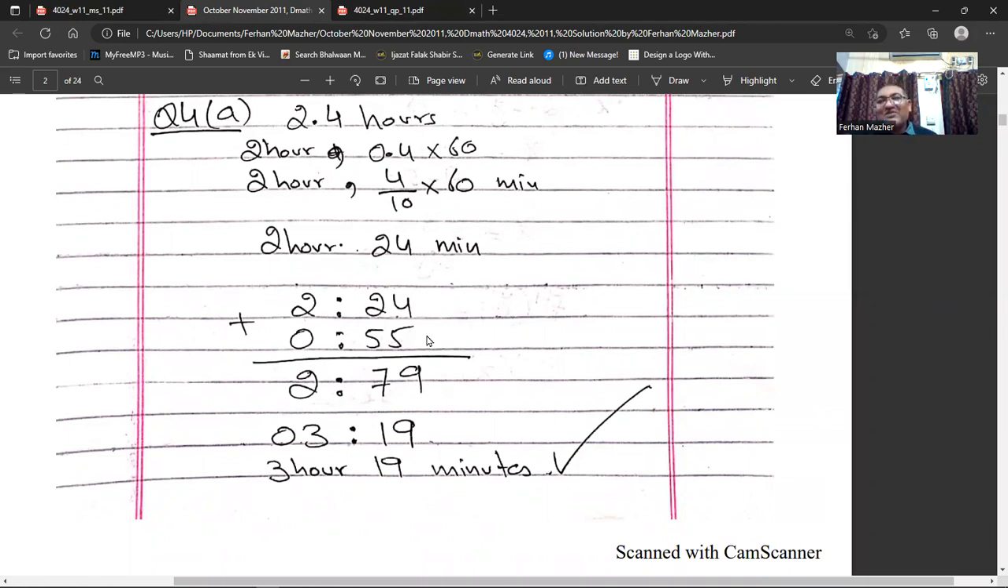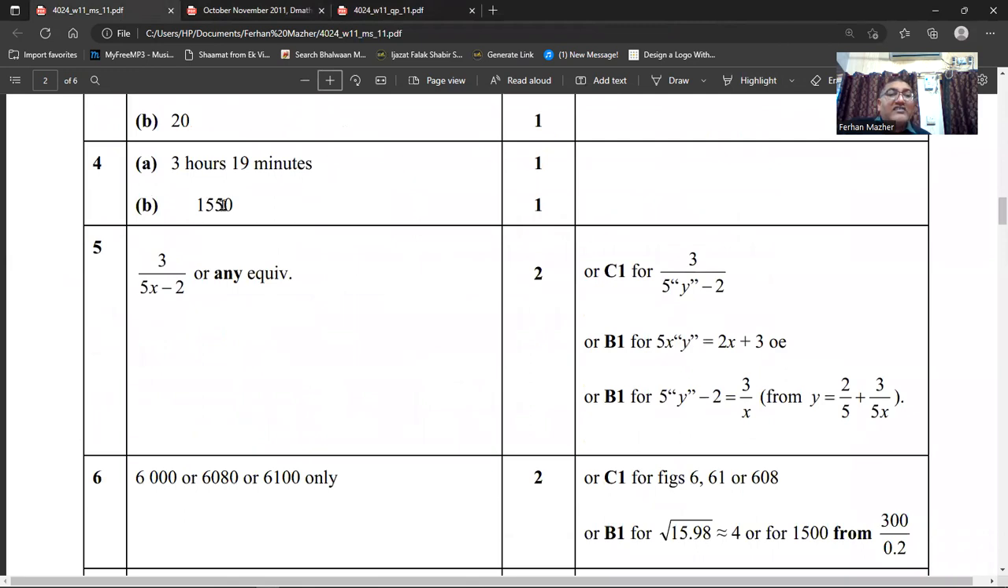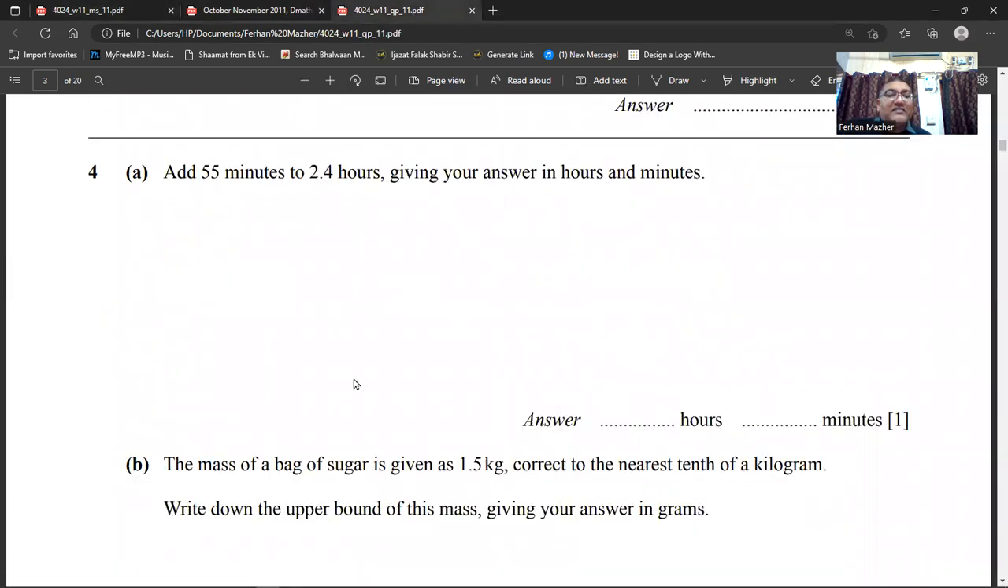You know, 79 minutes do not exist. I mean, when you have 79 minutes, the 60 minutes will be converted into hour, and the remaining will remain in minutes. So from 79, if you take out 60 minutes, the remaining will be 19 minutes. So you will have 3 hours and 19 minutes. So 3 hours 19 minutes is the answer. So let's check. So we have the answer, 3 hours 19 minutes is the right answer, sir.